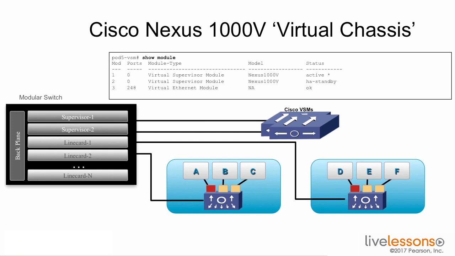A Nexus 1000V acts just like a chassis-based switch. As a matter of fact, if you do a show module, you'll see the virtual supervisor modules as the supervisors for the switch, and the virtual Ethernet modules, which contain the virtual Ethernet ports.